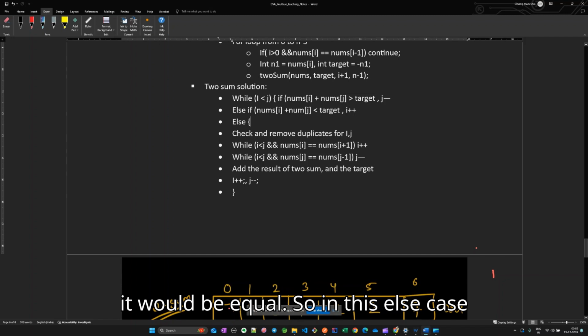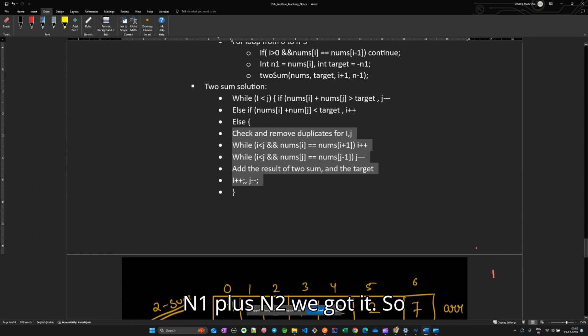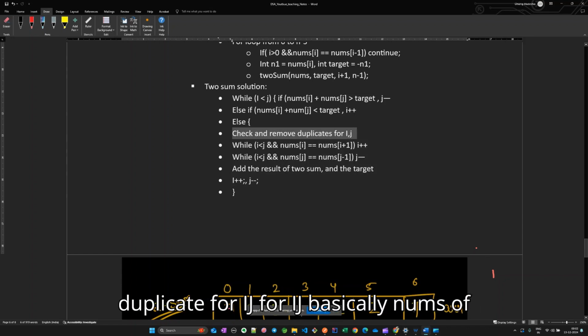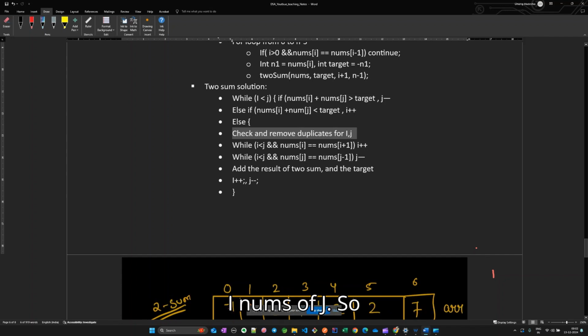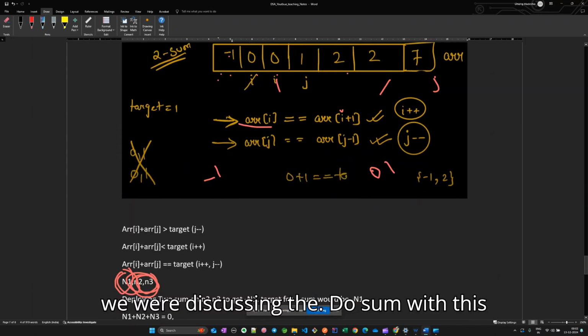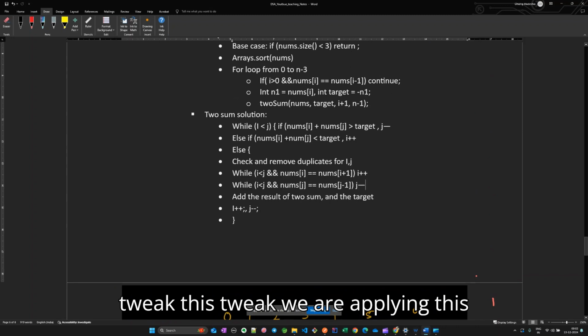So in this else case, we got the target, like n1 plus n2, we got it. So here we are checking and removing the duplicates for i and j, basically nums of i and nums of j, while i is less than j. This is the two sum we were discussing, with this tweak applied in the code.